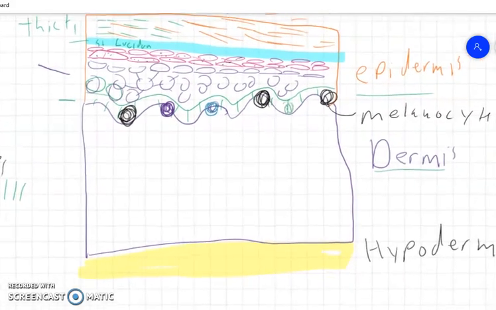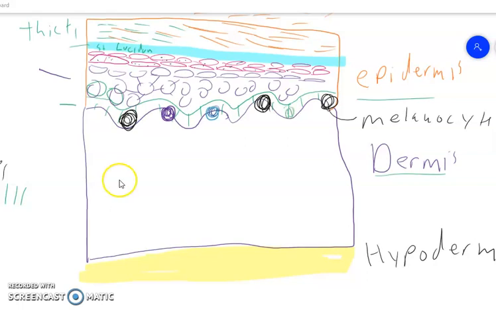Now, the dermis is this region of the skin right here, and it's actually divided into two parts. We have the top part of the dermis up here, I guess it would be this superficial part of the dermis. That is made up of mostly elastic and areolar connective tissues. Then the deep dermis is the reticular dermis. It is made up of dense regular connective tissue.